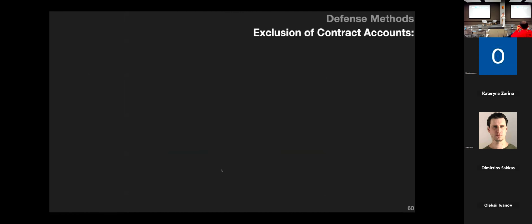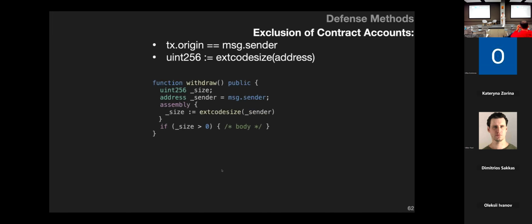Exclusion of contract accounts, defense methods. The first option is to compare transaction origin and message sender. Transaction origin is always an externally owned account. The second option is to check the code size of the external account. An externally owned account doesn't have code.